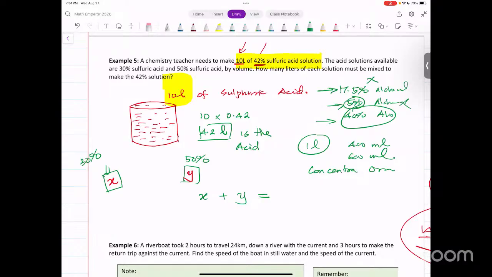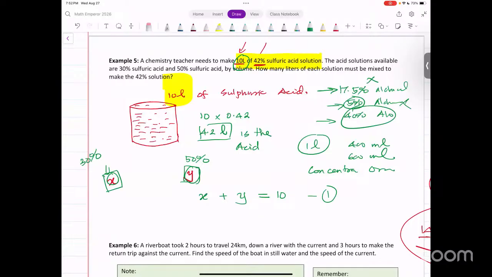Varsha, how much is X plus Y in this scenario? X plus Y is... it's 80? How come? You're mixing X liters and Y liters to create 10 liters. So it's 10, isn't it? Yeah, because I don't have that mixture yet. I don't have 10 liters with a 42% concentration. I'm going to mix it.